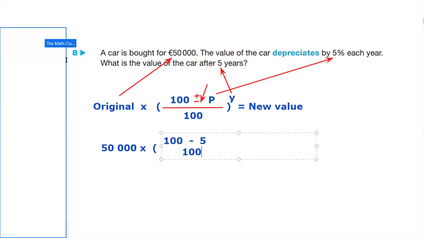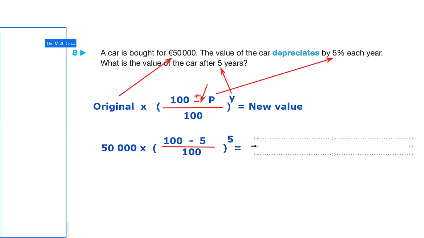Make sure that you write it in the correct way, even in the calculator, because the slightest change will change the whole answer. Now the years are in 5, so 5 years. Now you just plug this in the calculator and it will calculate the whole thing for you. So let's do it in the calculator. So we have 50,000 times a bracket of 100 minus 5, as we said. And we said it's minus because it's depreciating or it's lowered. And then divide by 100. And then you close the bracket and you do the power of 5.